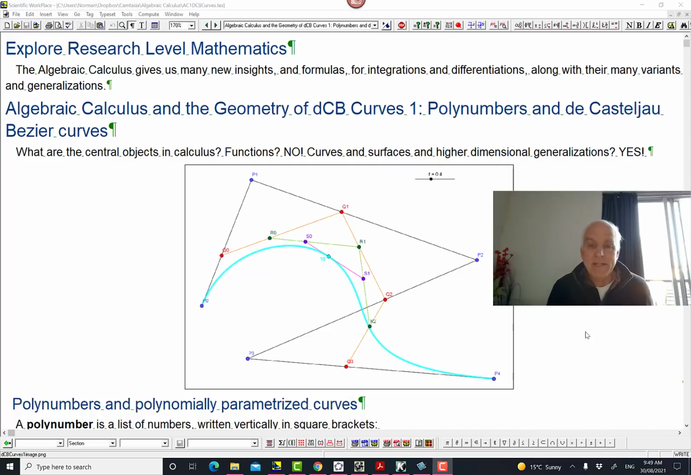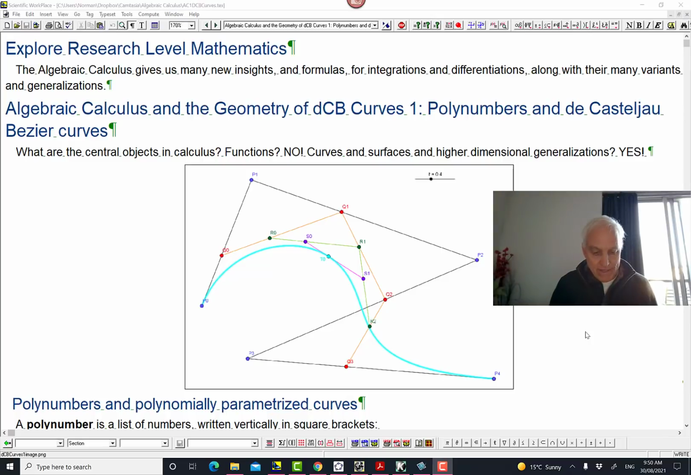Now, what about these curves? So from my point of view, the central objects in calculus are not functions, they are rather curves, and they're higher dimensional extensions, surfaces, and so on. And in the planar situation, the heart of the matter are these particular kinds of curves, which are polynomially parametrized curves, also known as de Castelnau-Bézier curves.